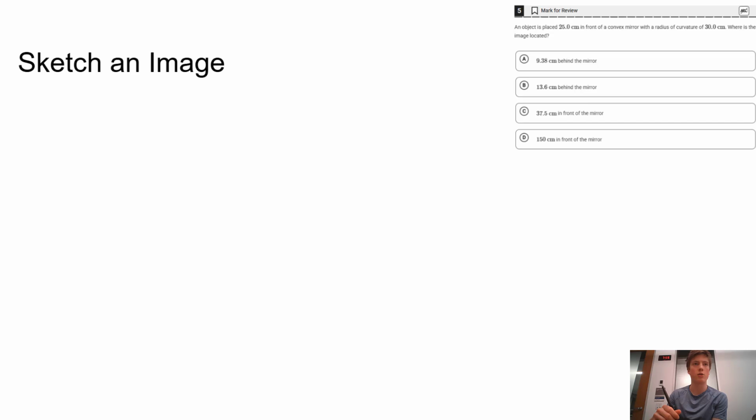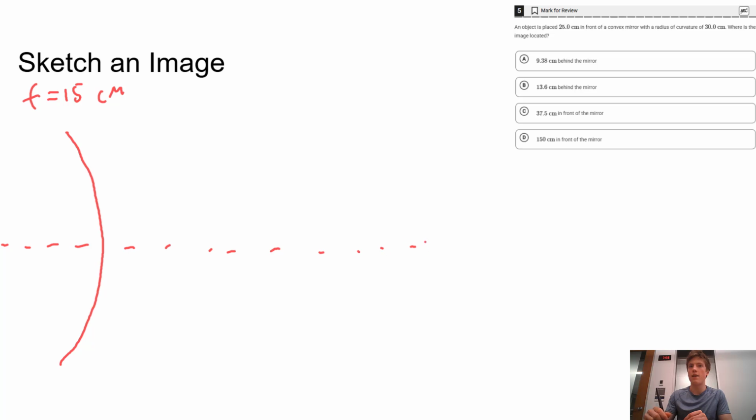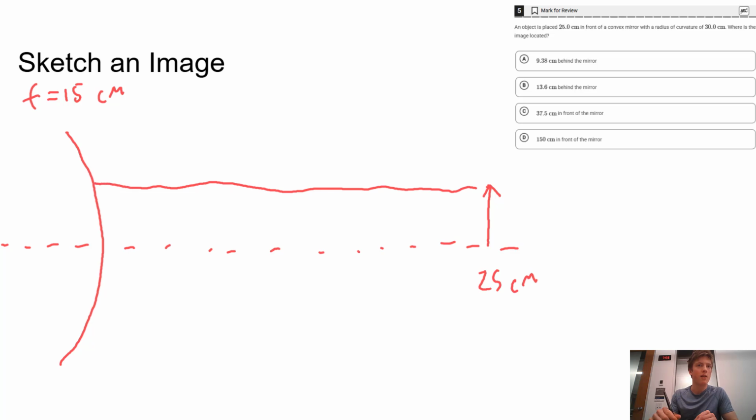So let's sketch an image. I'll just write down F is equal to 15 centimeters from before, just so we remember that. So we have this circle. I'll draw the principal axis, and then this arrow will represent the object. This arrow is 25 centimeters away. And basically, this top point will shine a light. It'll go, this is supposed to be a straight line, but it will go here.